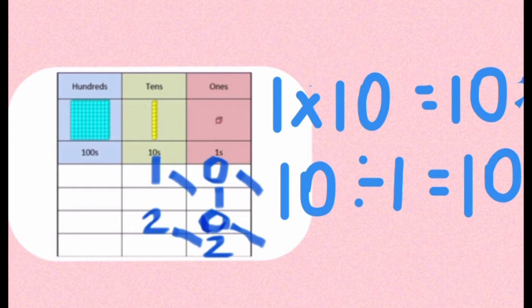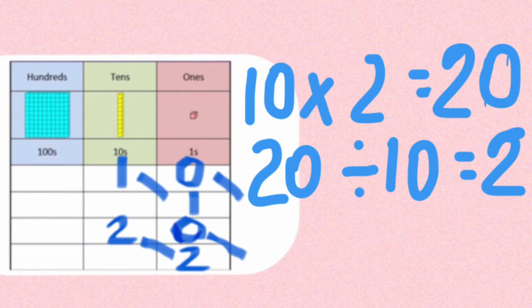It's the same if we start with 20. So 10 times 2, 2 10s, is 20. 20 divided by 10 equals 2. There are 2 10s in 20.